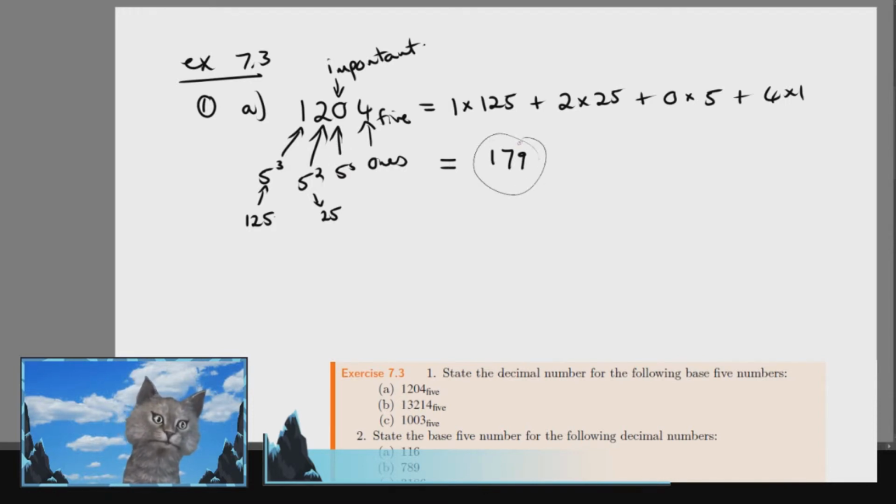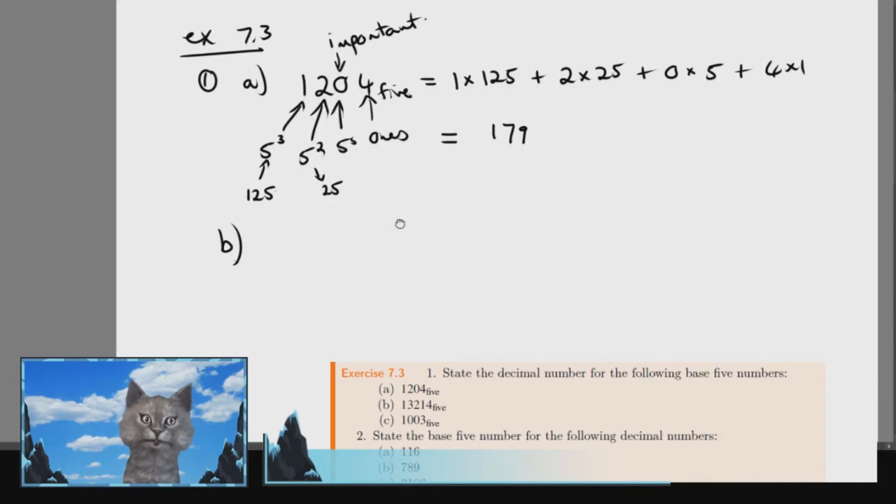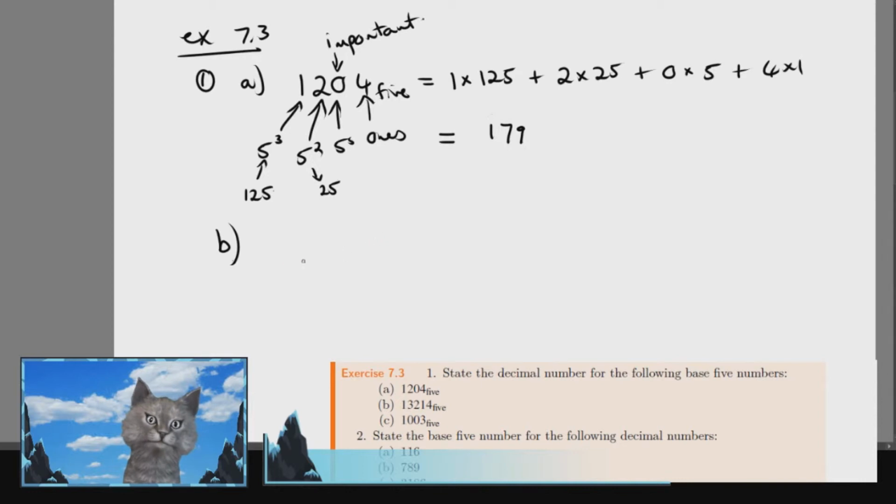Again, this is decimal, and this is base 5. I'm not counting with the same group size, so the representations will look very different. Let's try the second one. 13214 base 5.